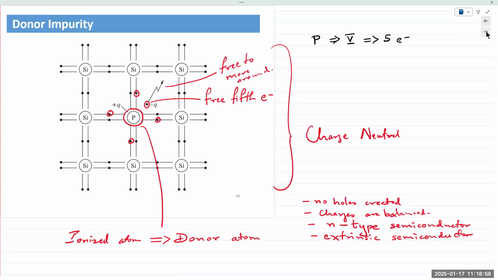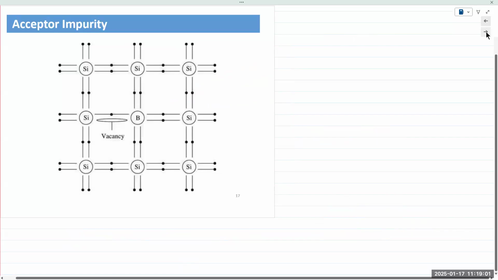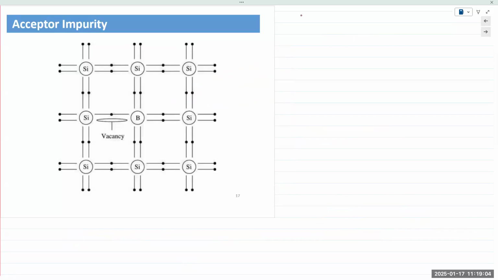Now, the opposite happens when we introduce an element from column 3, such as boron. So boron is from column 3. It has 3 electrons in its valence shell, or outermost orbit. 3 of those are going to create bonds with 3 neighboring silicon atoms. Actually, it creates a bond with 4, but it only has 3 to share. It's actually borrowing 1 from the 4th silicon atom.